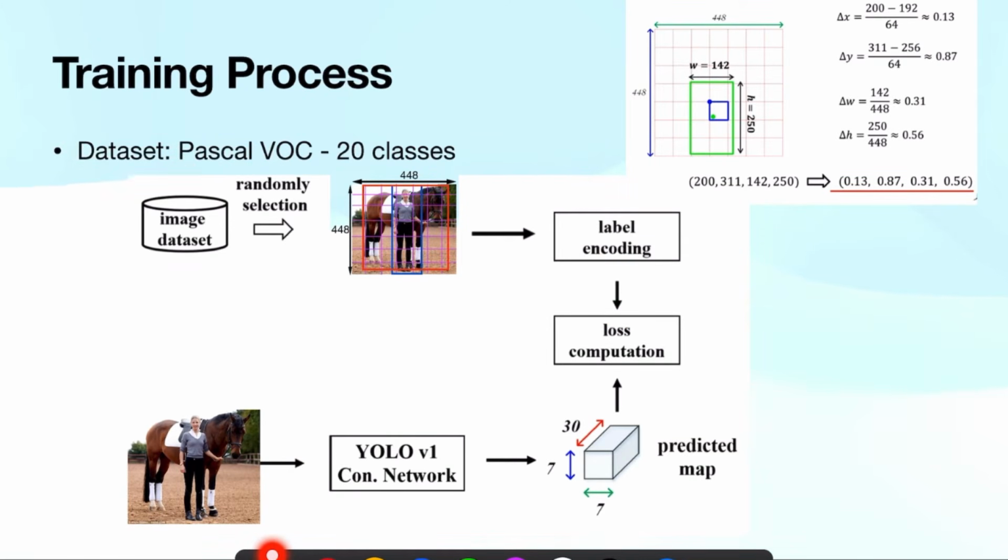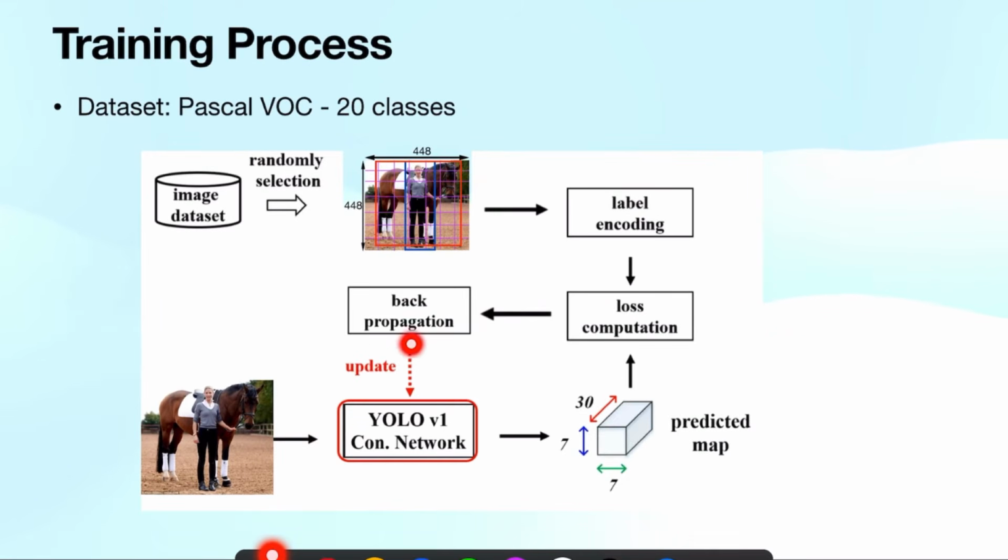Then the actual image is passed through the YOLO network, and you get the 7 by 7 by 30 predicted map. Now these predictions are compared with the labels to get the loss computation. We have to reduce this loss so that you back propagate and update your parameters. So this is the total process. Here only labels are getting passed, and here the actual image is getting passed. Both are compared here, and then the parameters are adjusted so as to reduce this loss value. That's the total training process.